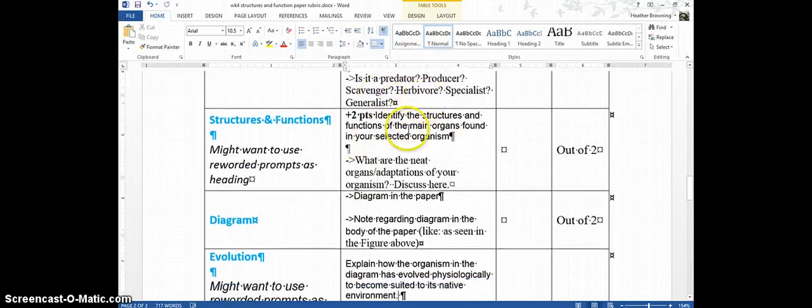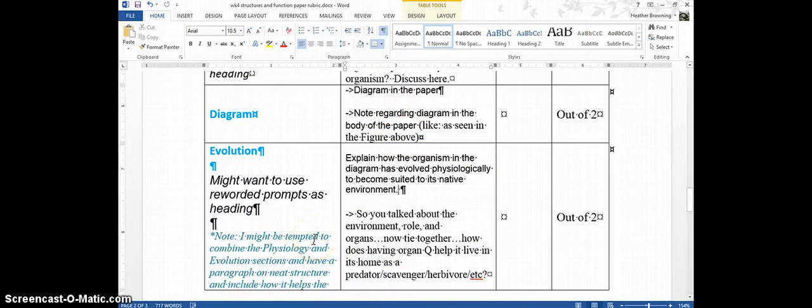Okay, so in this, you talked about the role, right? You talked about the structures. The evolution section is where you're going to put these two together. So you're going to say, it does this role, which is helped by this structure, right? Or does this thing, which is helped by this structure. So it's going to be how the two work together.